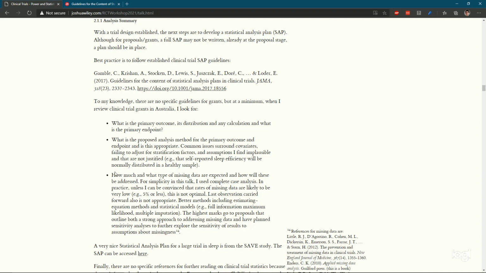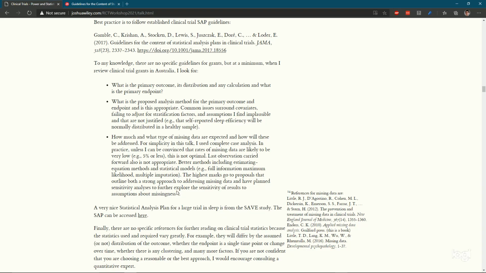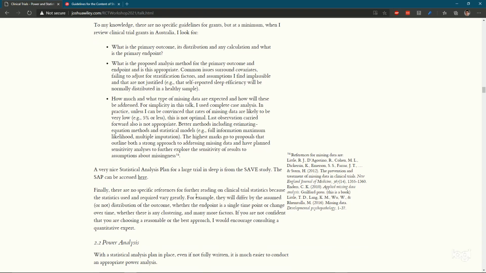Better methods like estimating equations and statistical models such as full information maximum likelihood or multiple imputation are better. And the highest marks for me would go to proposals that outline both a strong approach to addressing missing data and have planned sensitivity analyses to further explore the sensitivity of results to assumptions about missingness. And I just popped over on the side some articles, including in the New England Journal of Medicine, about best practices for preventing and treating or analyzing missing data in clinical trials and managing missing data in general in analyses.